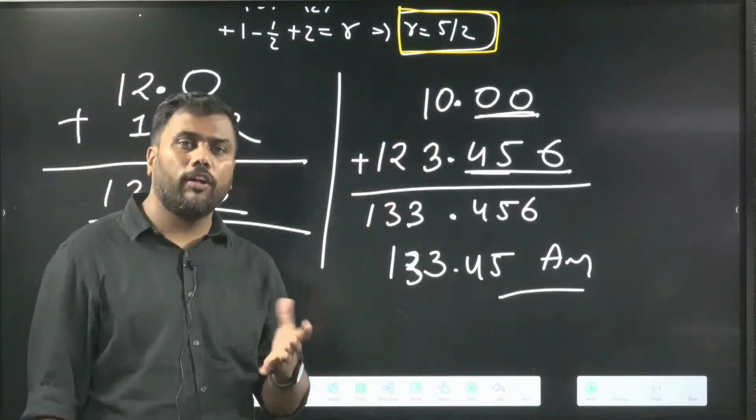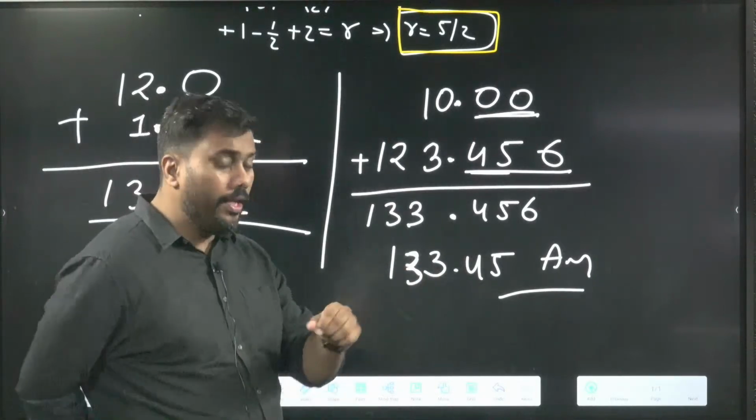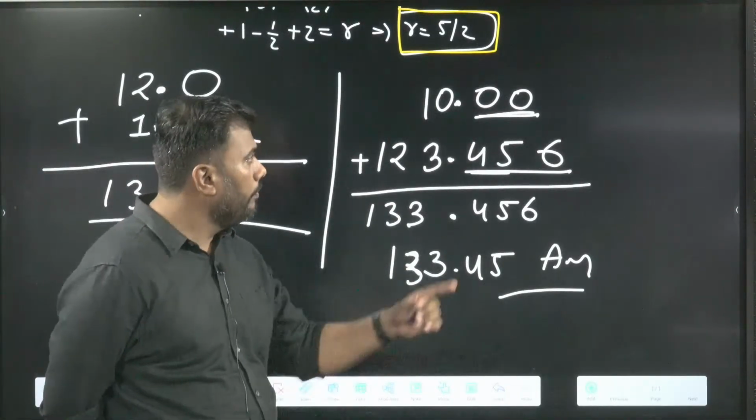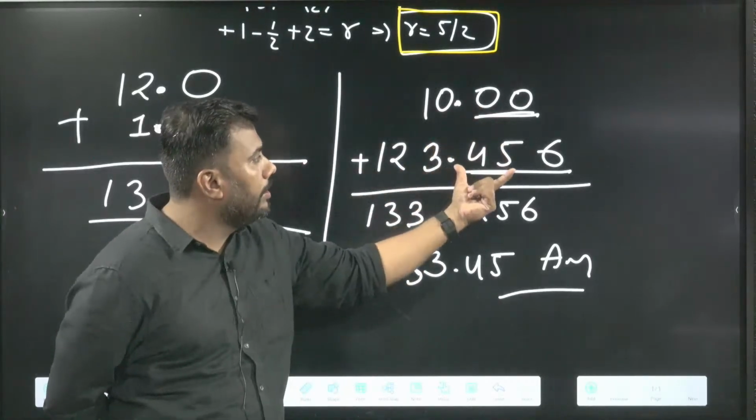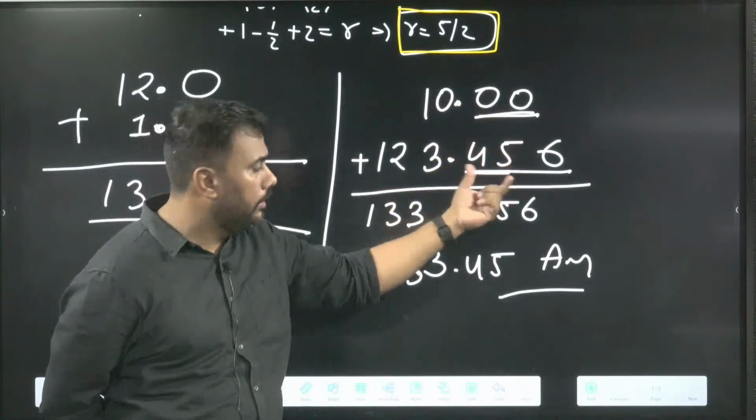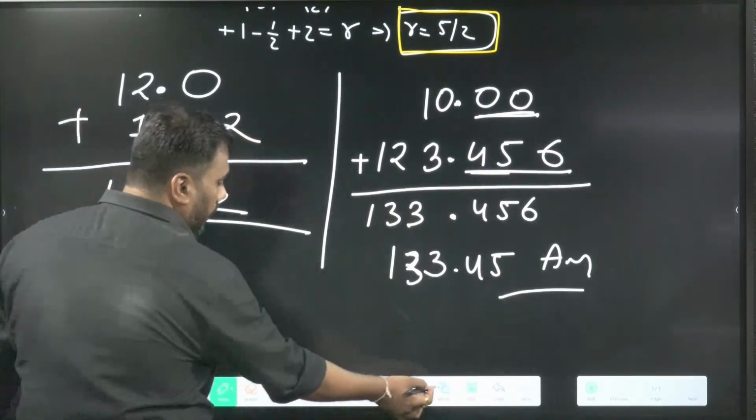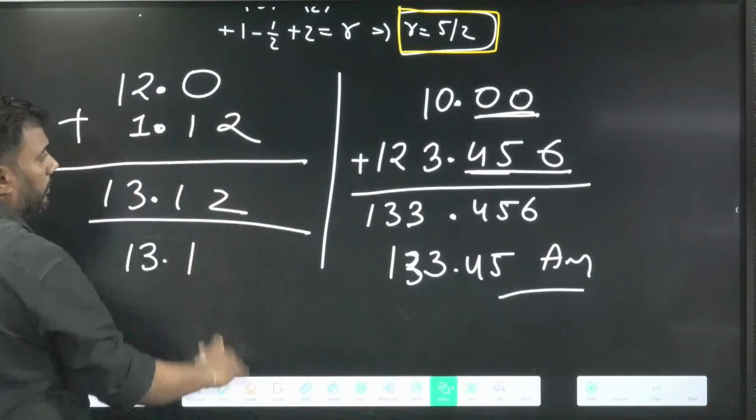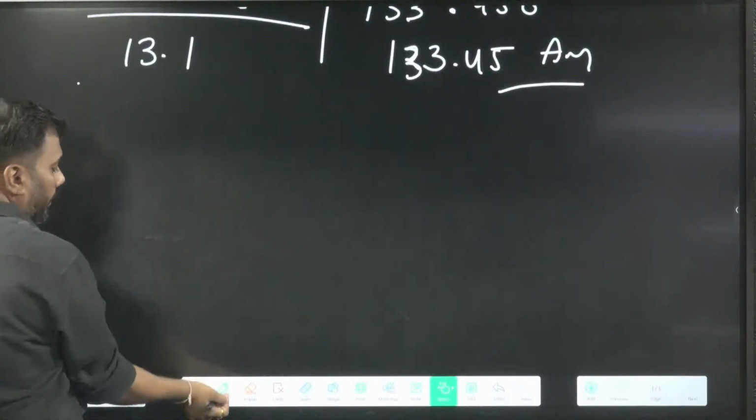So if you are adding or subtracting, and subtraction also follows the same rule. If you are adding or subtracting two numbers, see the number of digits after the decimal. Whatever is the least number of digits after the decimal, the answer will contain that many digits. So this was the rule of addition in significant digits.